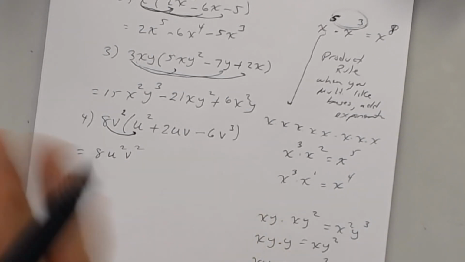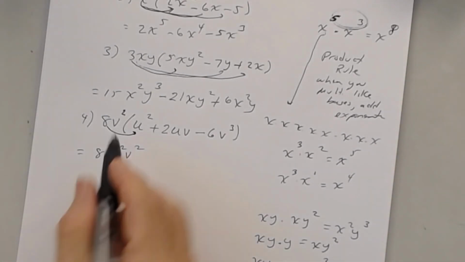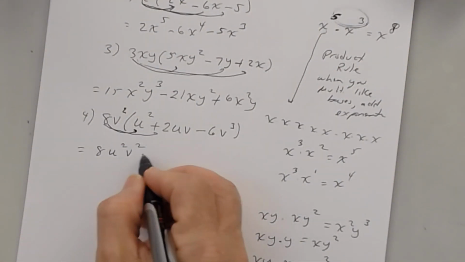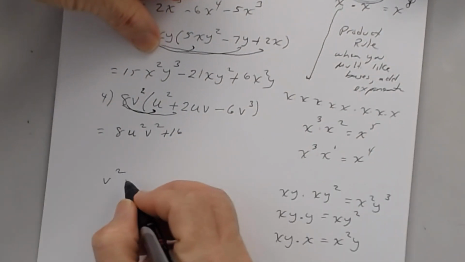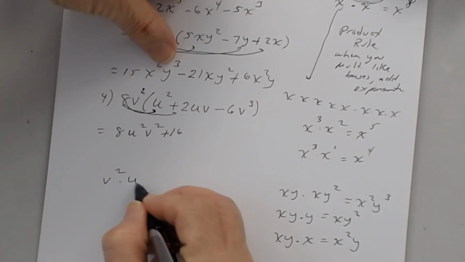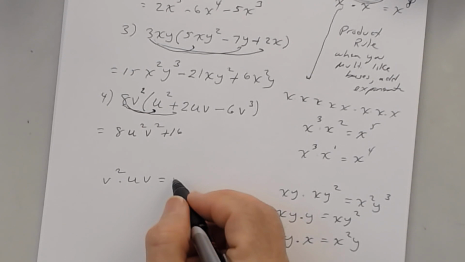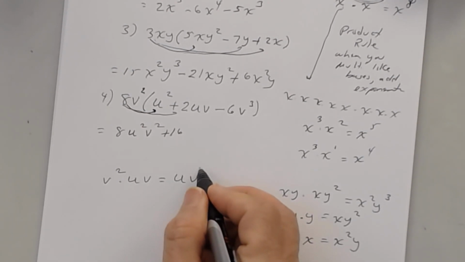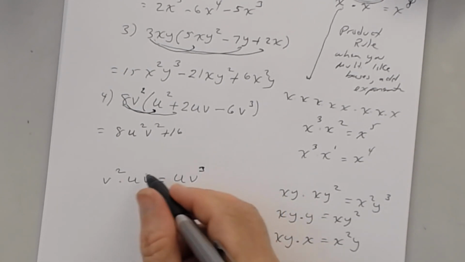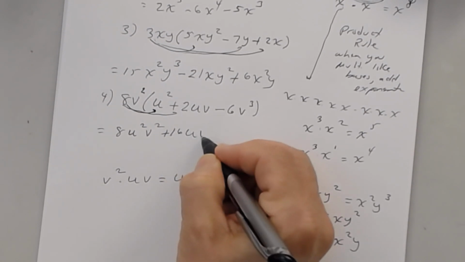All right. Now it doesn't matter. You could have said 8v squared u squared. It does not matter. But we tend to put it in alphabetical order. All right. What is 8 times 2? 16, right? All right, now we have v squared times uv. And let's put it in alphabetical order. So it'll be uv cubed, right? Because v squared times v is v cubed. So this is 16uv cubed.